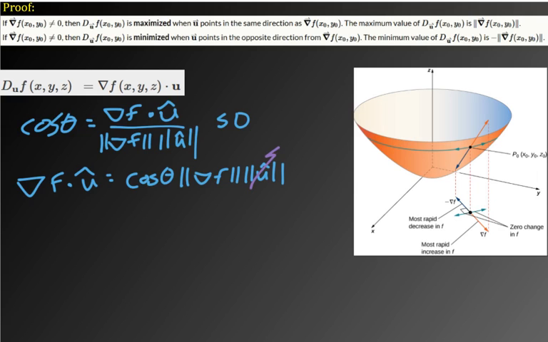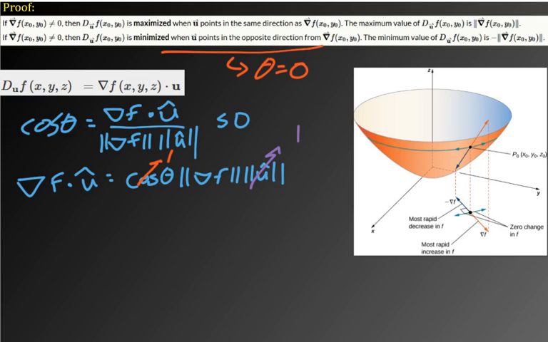The magnitude of u is a 1, right? That's going to go away. The given problem is that u points in the same direction as the gradient. So that basically tells me that theta equals 0, right? So that implies that the cosine is 1, which is nice.